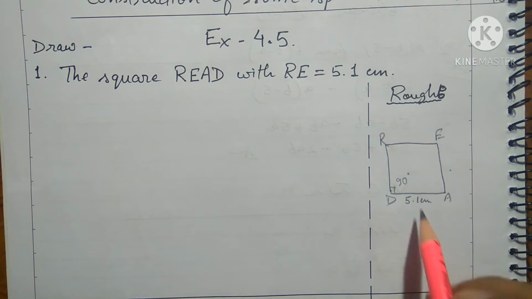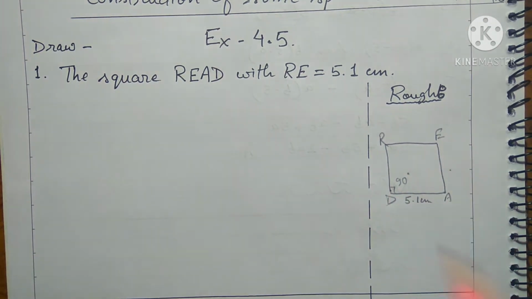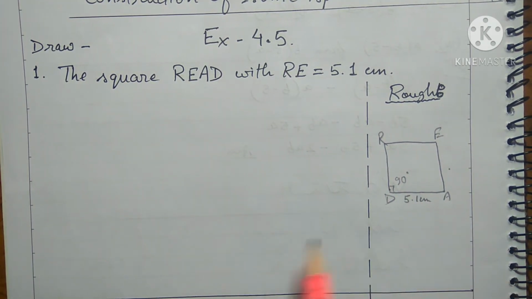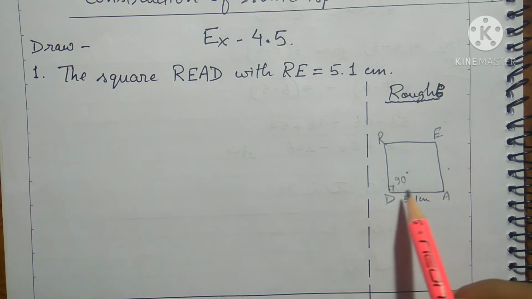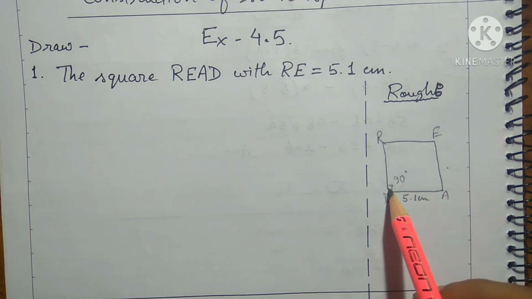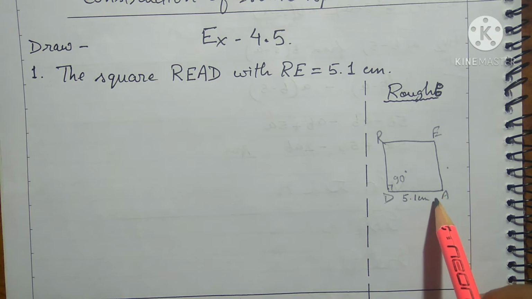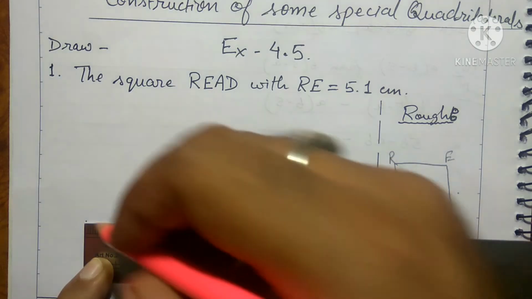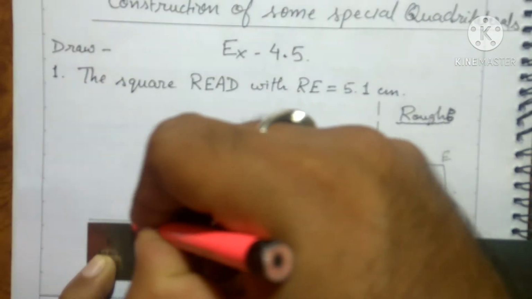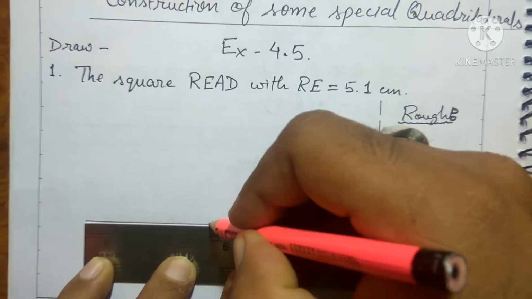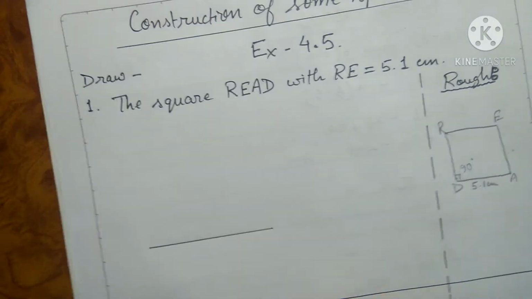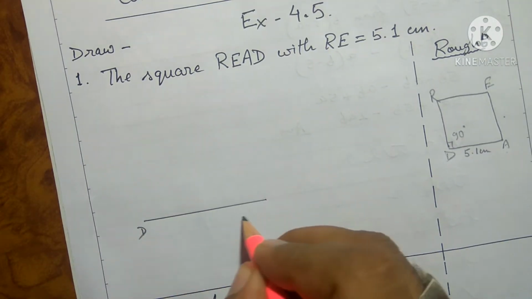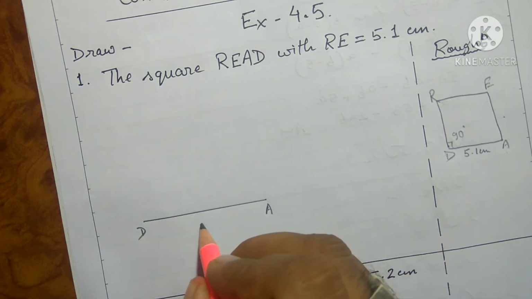So how to construct this square? For that, first we have to draw a base. We can take any base because on each base we know the angles are 90 degree. So suppose we draw a base, DA is 5.1 centimeter. Here DA is equal to 5.1 centimeter is drawn.